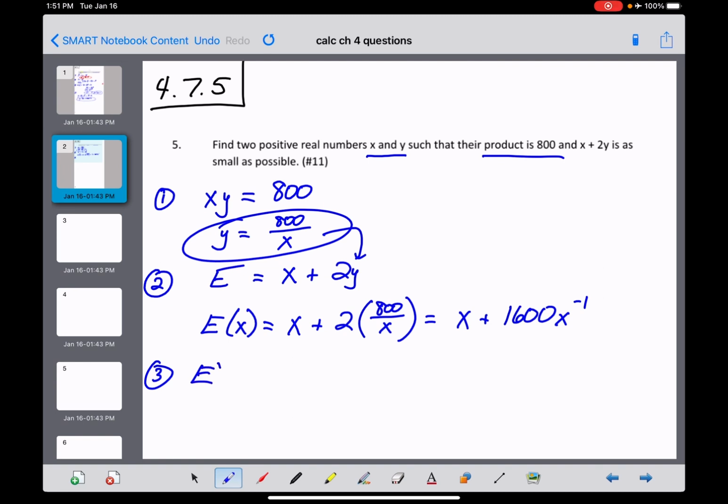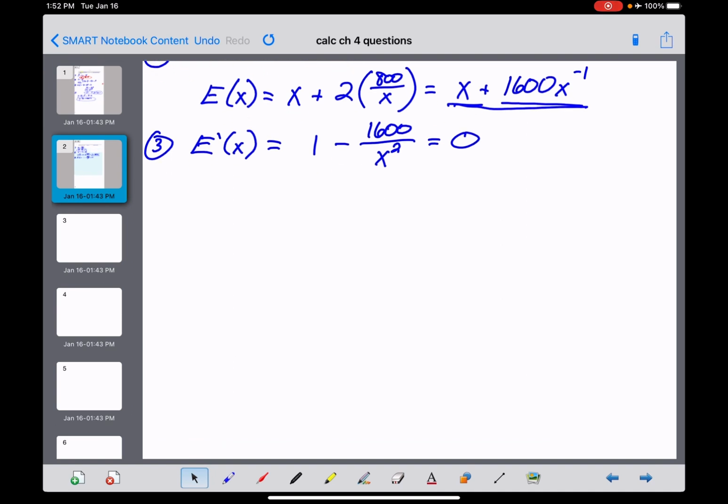Now we're going to go ahead and find the derivative of e of x, and writing it with a negative exponent is easier to differentiate. So the derivative of x is just going to be 1, and the derivative of that second term is going to be a negative 1600 x to the negative second. So there's your minus 1600, and x to the negative second becomes an x squared in the denominator. There's our derivative. We'll set that equal to 0 and try to solve that.